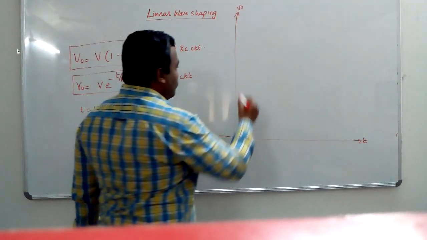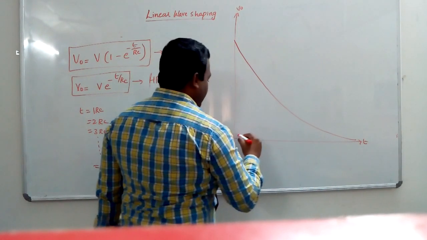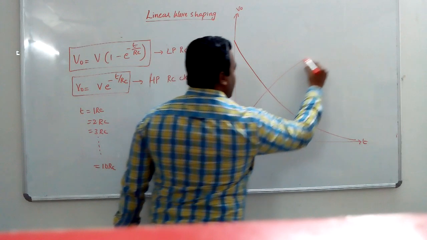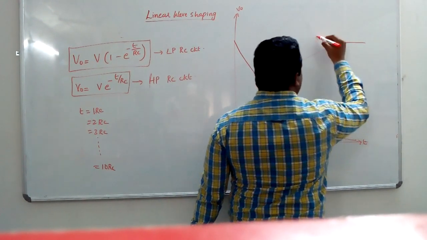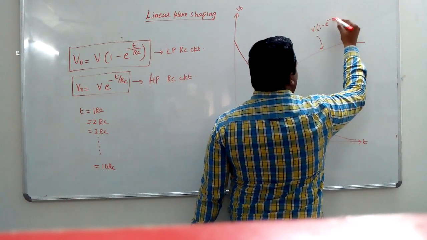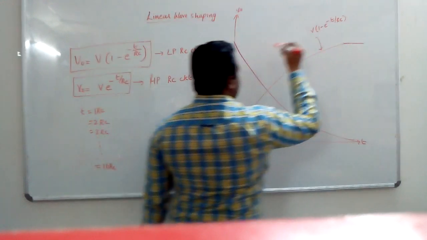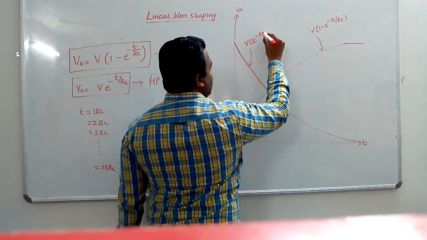Then I get the output expression for the high pass RC for different values of t like this, and for the low pass RC circuit the output voltage graph will be like this. So I can define V0 is equal to V into 1 minus e power minus t by RC. This is an exponential rising curve. This is an exponential decaying curve, V into e power minus t by RC.